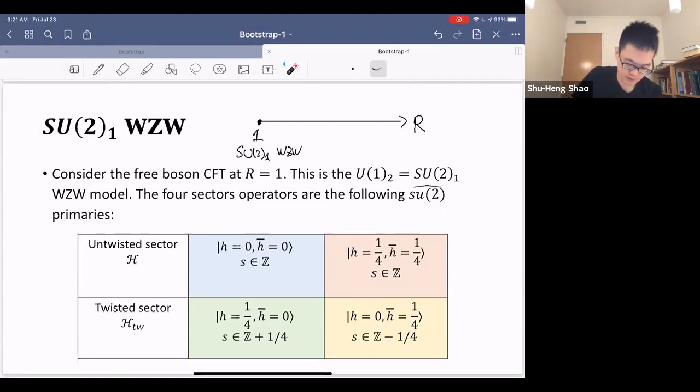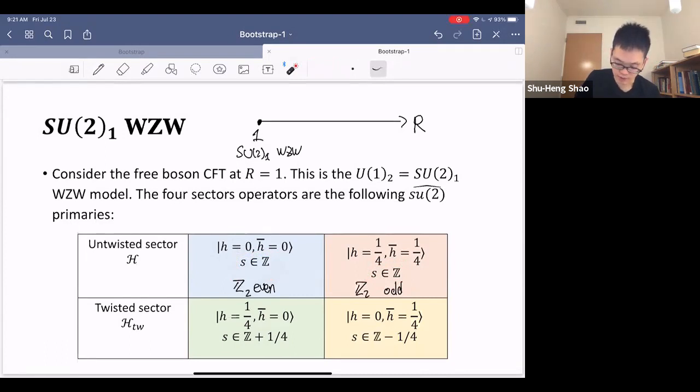What are the operators? In the untwisted sectors, we have the vacuum module for the SU2 current algebra. And then we have a spin 1/2 module, with spin, I mean the SU2 spin, and its conformal weights are given by this. It's a scalar operator. This is a Z2 even operator. This is a Z2 odd operator. They're both local operators, so their Lorentz spins are integers.